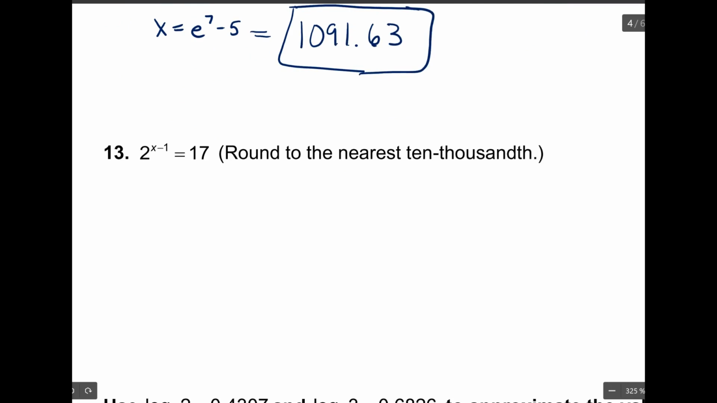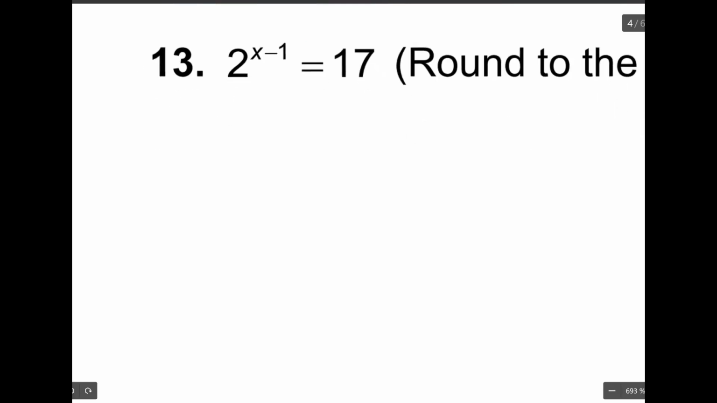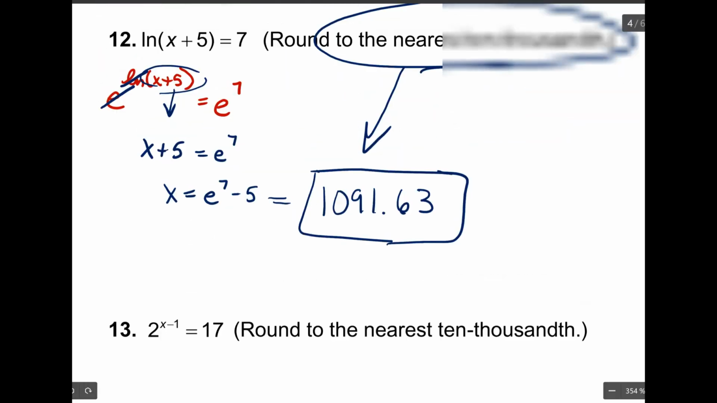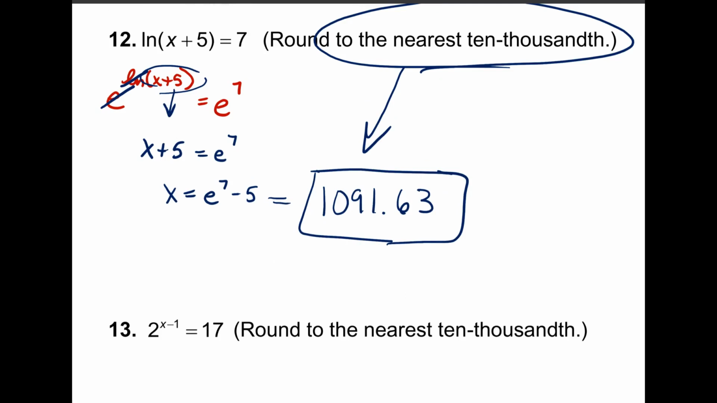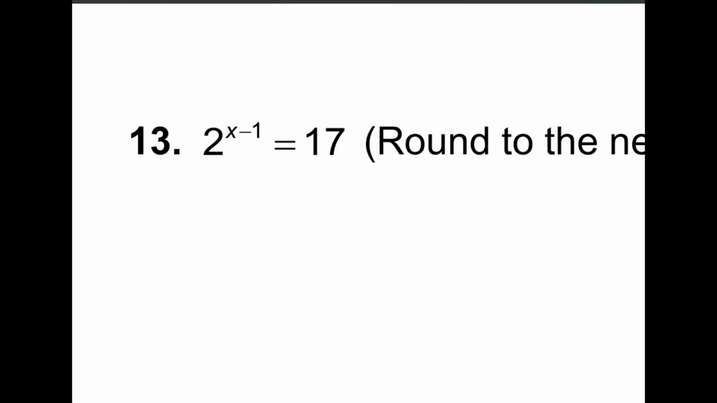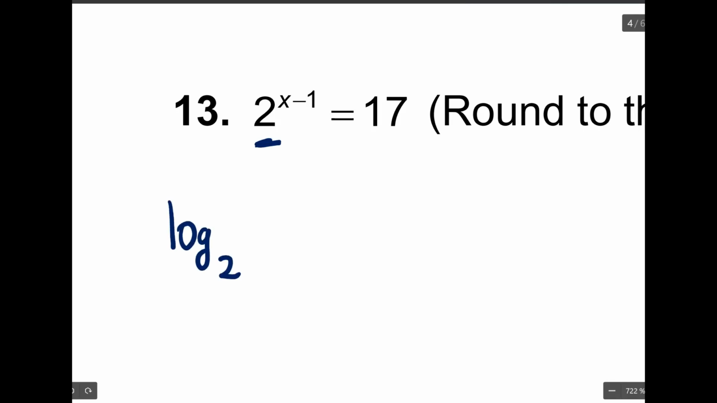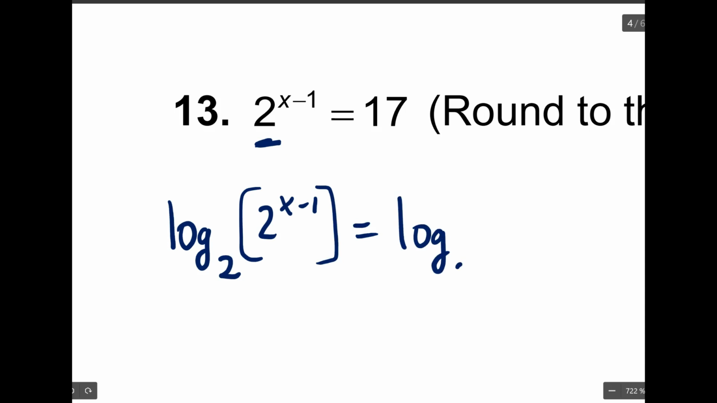Alright, number 13. 2 to the x minus 1 equals 17. So the reason we were doing ln before is because the base was e. Because remember, ln is literally log base e. So you're doing log base of whatever the base was. So I'm going to do log base 2 of both sides. Log base 2 of 17.